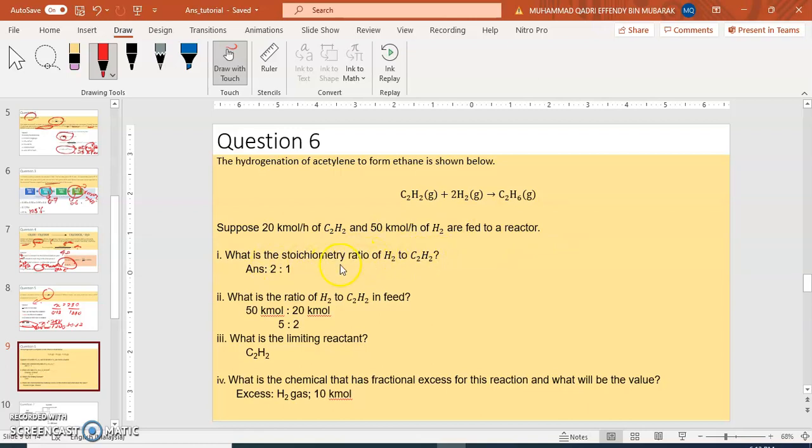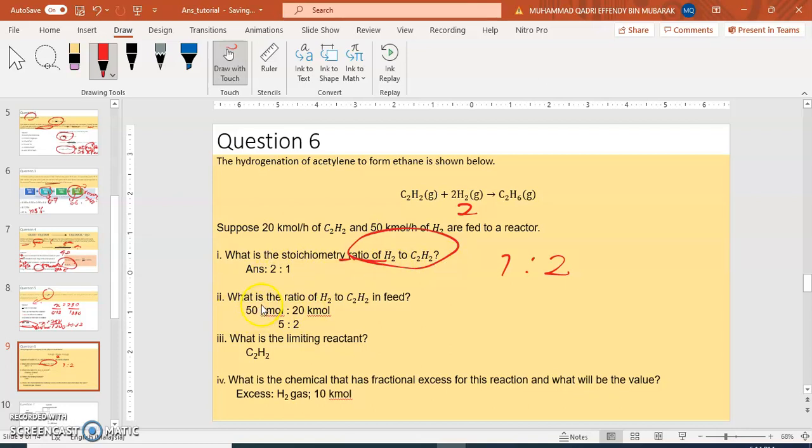So for the stoichiometric ratio, we know that this one is 2, this one is 1. It means that 1 mole of acetylene reacts with 2 moles of hydrogen gas and will form 1 mole of ethane. The question asks about the stoichiometric ratio of H2 to C2H2. If you put it like this, it's still wrong because this one is ethane to hydrogen. The question asks for the ratio of hydrogen gas to acetylene, so that's why we put 2 to 1.